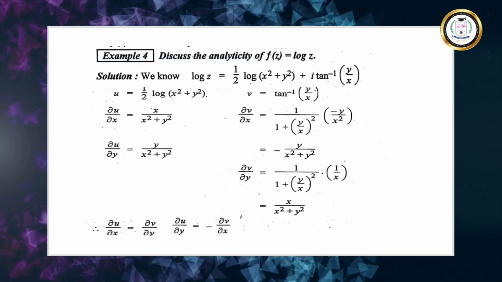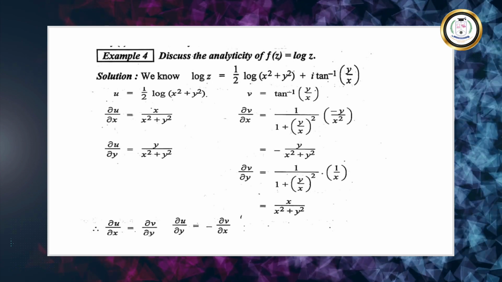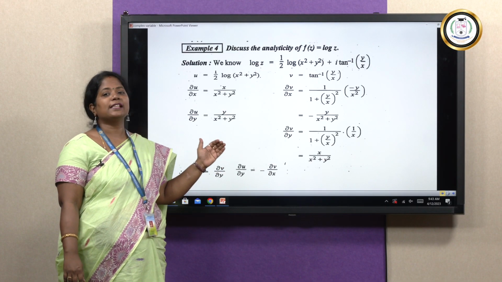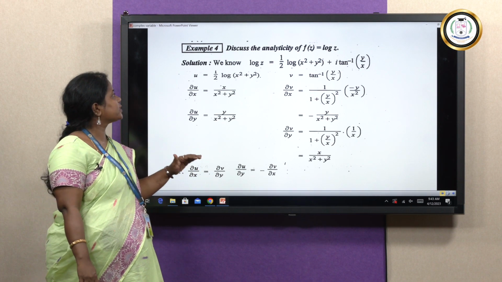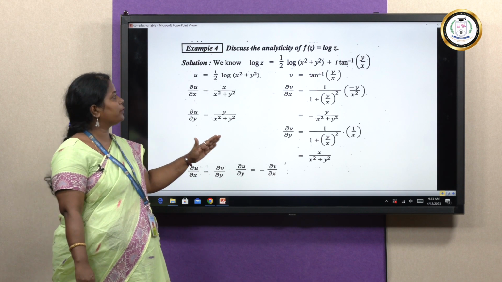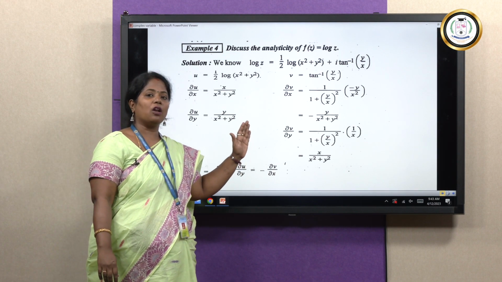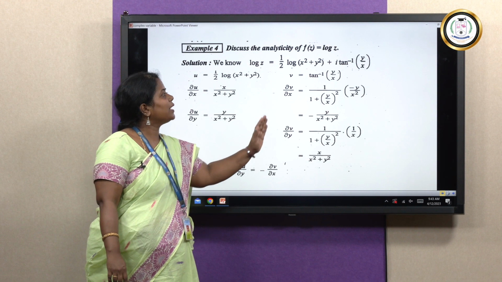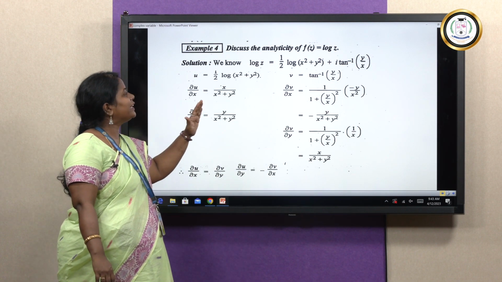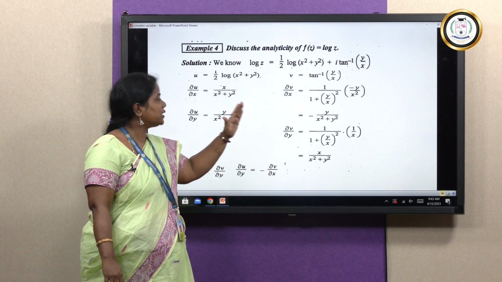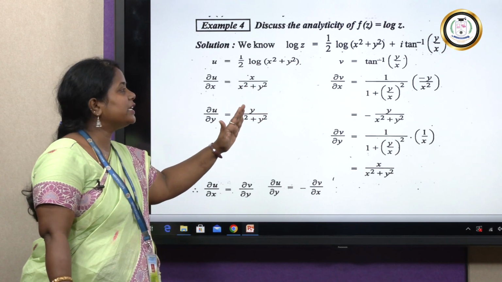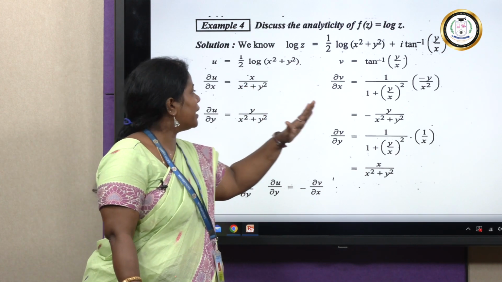Now, we will see f(z) is equal to log z. We are going to check whether the log function is also satisfying the CR equations. Now, we know that log z, that is log of (x plus iy), is equal to 1/2 of log(x² plus y²) plus i into tan inverse of y by x. Now, we can separate the real part and imaginary part here. So, u is equal to 1/2 of log(x² plus y²) and v is equal to tan inverse of y by x.